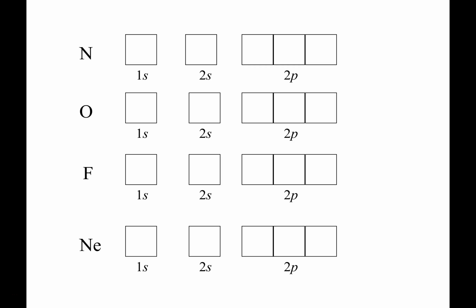All right, on to nitrogen, 7 electrons. First 2 go in the 1s, the next 2 go in the 2s. And usually I write it out like this. So 7 electrons, I need 3 more. So I go 1, 2, 3, Hund's rule.